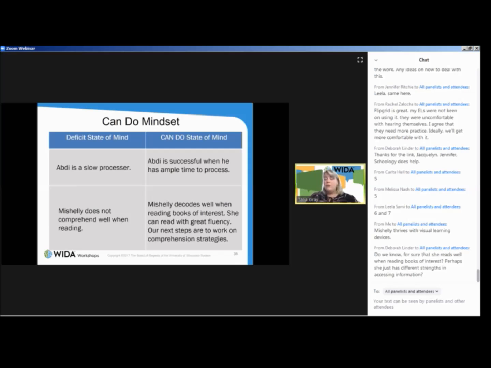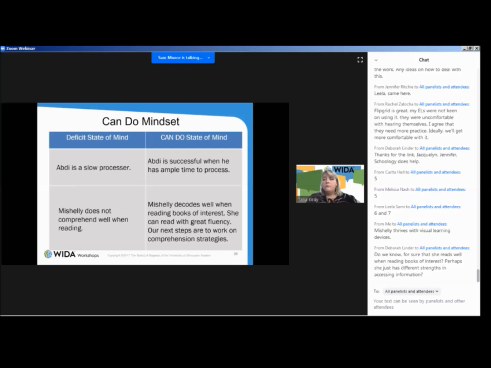So I want you, when we're finished today, to really reflect on the way you talk about your students and try to focus on their assets. See the good. So, Talia, there was a question. It says, do we know for sure that she reads well when reading books of interest? Perhaps she just has different strengths in accessing information. And I just wanted to address that. That is very possible, Deborah, that is the case.